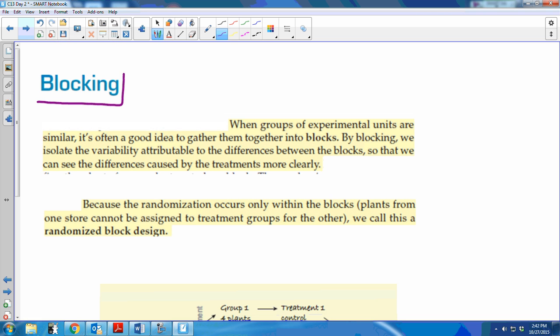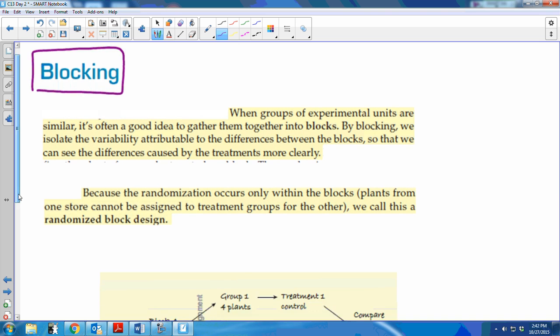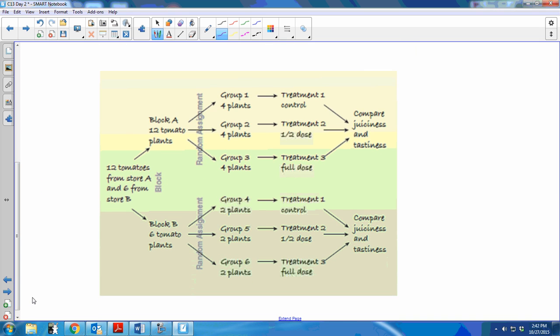Then we talked about blocking yesterday. Blocking is where you group people into similar categories, and then you do the entire experiment within those categories. So here is a reason we would want to block the tomato experiment. Maybe you bought your tomatoes from different stores, so they're different brands, or they've been kept in different conditions, like Lowe's kept their tomato plants outside in the elements, but Walmart kept theirs indoors in a greenhouse or something. So there might be a difference in those plants.